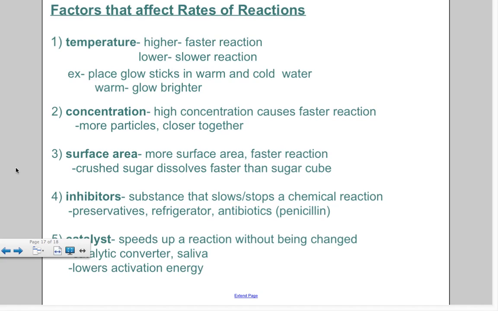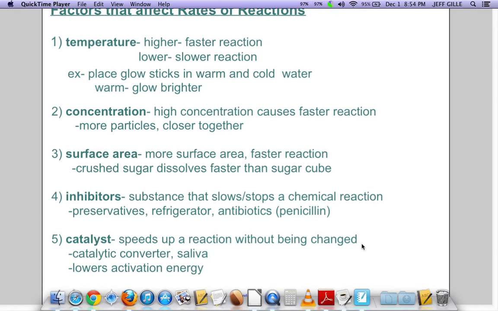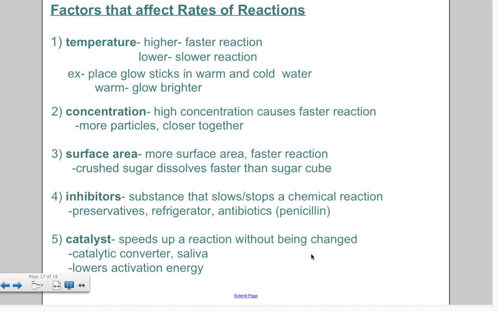Okay, 5 factors that affect how fast a reaction occurs. The first one is temperature. The higher the temperature, the faster the reaction. And the lower the temperature, the slower the reaction. If you place a glow stick in warm water, it glows brighter. If you place it in cold water, it doesn't glow as bright. We'll talk a little bit more about that in class as the week goes on.